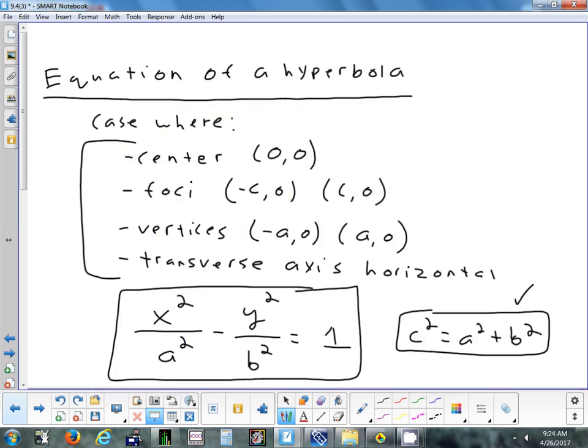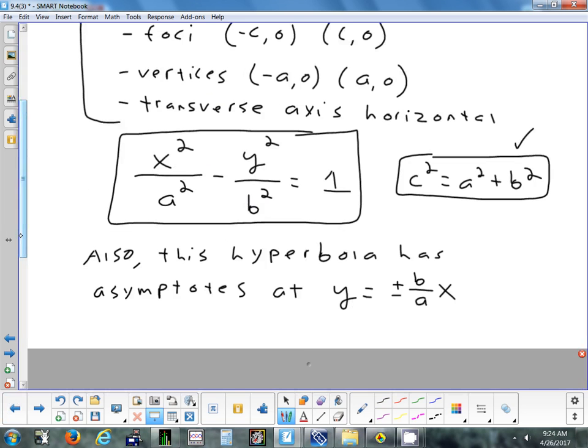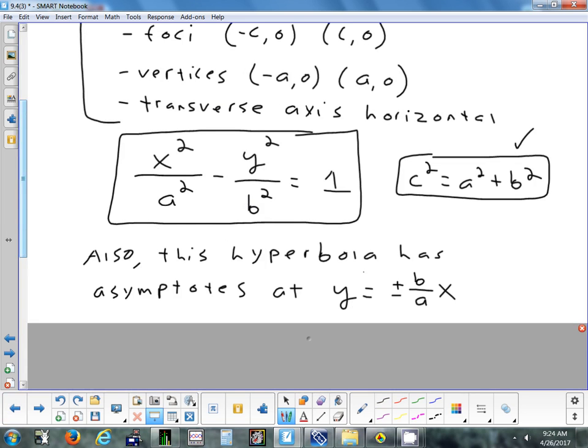Okay? And there's an easy way to figure out where the asymptotes go. They go right there. The equation of the asymptote is y equals positive b over a x. That's the slope of one of the asymptotes. And the slope of the other asymptote is negative b over a x.